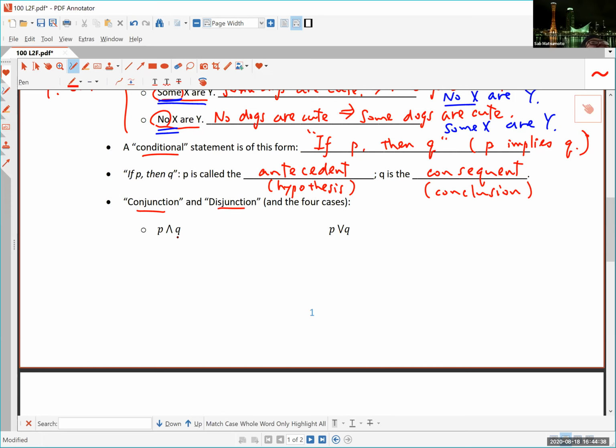So P and Q. This is the word and, and this is conjunction. Okay, so the conjunction is the statement P and Q. So this is like multiplying two sentences or two numbers. P is a statement, Q is a statement, and P and Q is a new statement. It's called the conjunction of P and Q.